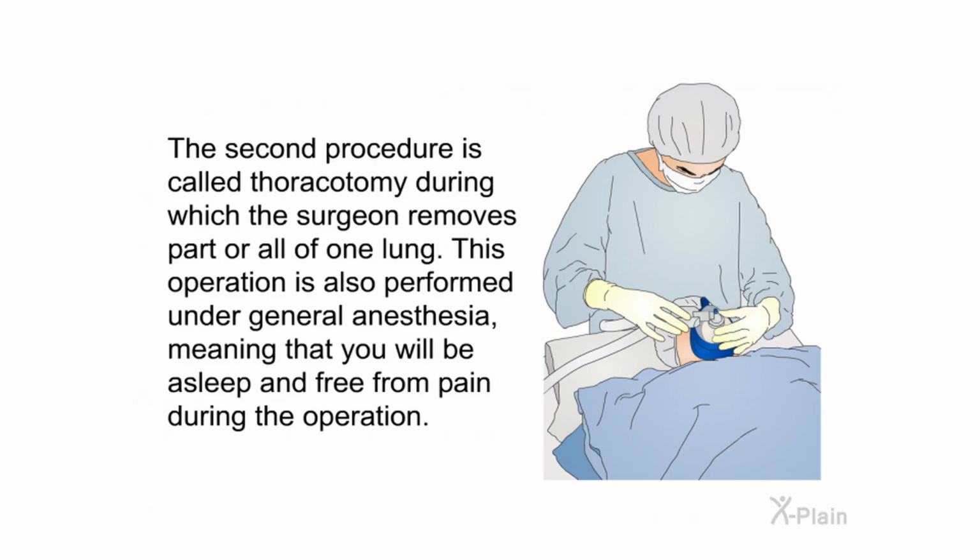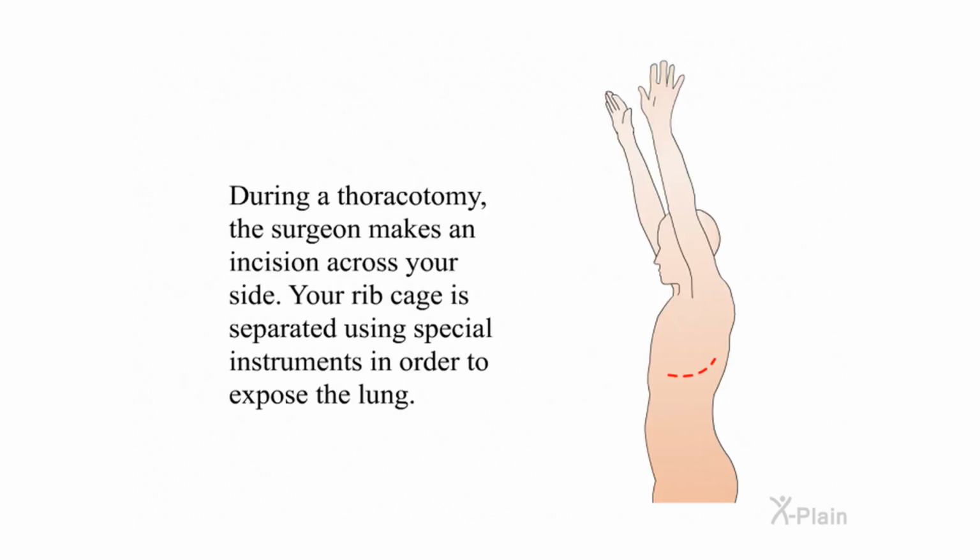Thoracotomy. The second procedure is called thoracotomy, during which the surgeon removes part or all of one lung. This operation is also performed under general anesthesia, meaning that you will be asleep and free from pain during the operation. During a thoracotomy, the surgeon makes an incision across your side. Your rib cage is separated using special instruments in order to expose the lung.